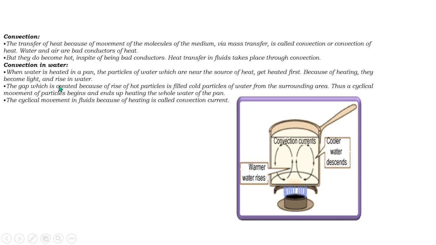And let's see the convection in water first. When water is heated in a pan, the particles of water which are near the source of heat get heated first. They become light and rise in water. The gap which is created because of the rise of hot particles is filled by cold particles of water from the surrounding area. Thus, a circular movement of particles begins and ends up heating the whole water of the pan. The circular movement in fluid because of heating is called the convection current.